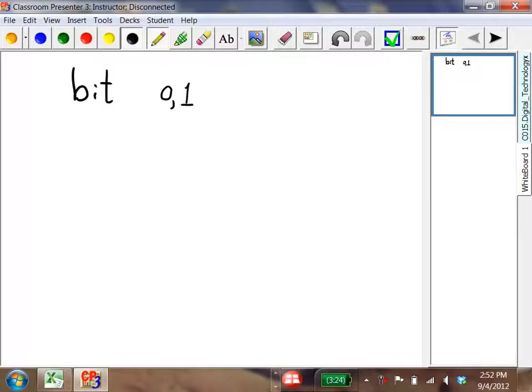Exactly. Binaries can only be 0 and 1. Decimal digits can be 0, 1, 2, 3, 4, 5, 6, 7, 8, or 9, right? So we have 10 digits in decimal, and decimal is 10, right? And two digits in binary. Binary means, right? Okay, and so he said bits and states.